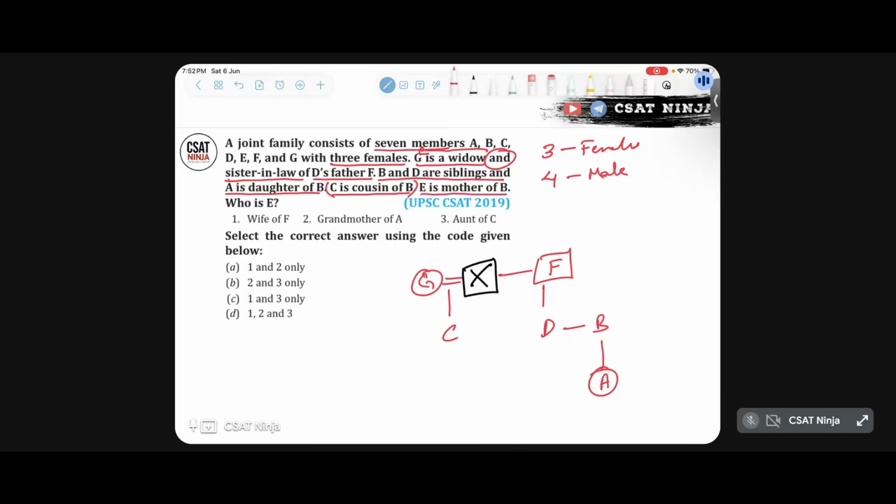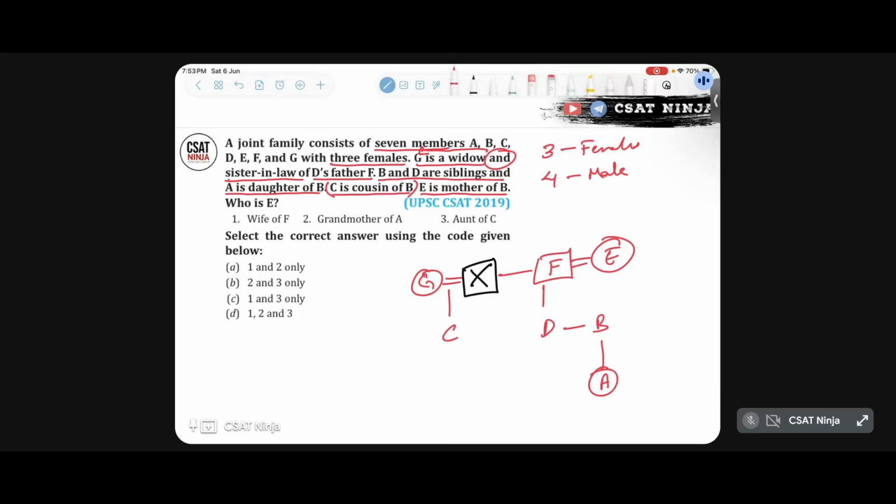E is the mother of B. E is the mother of B. That means B's mother here is E. Because F is B's father, B's mother will be E in that case. Remember, what is asked? Who is E? We have to find who is E. I don't know these genders here, but let's cross-check the statement once.